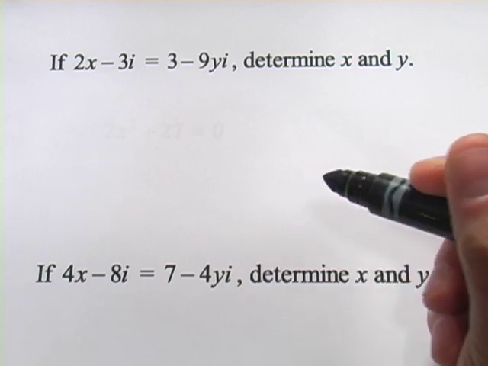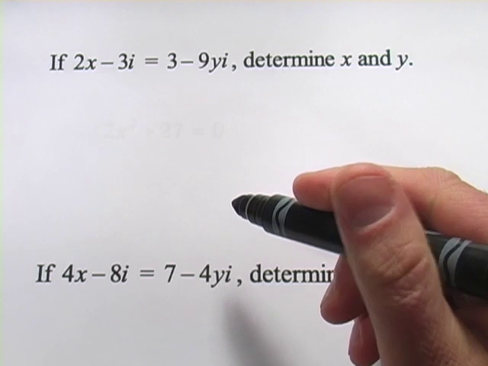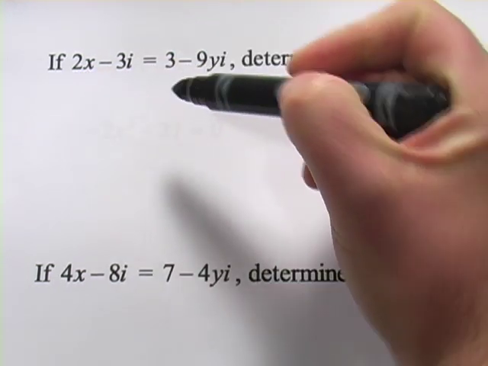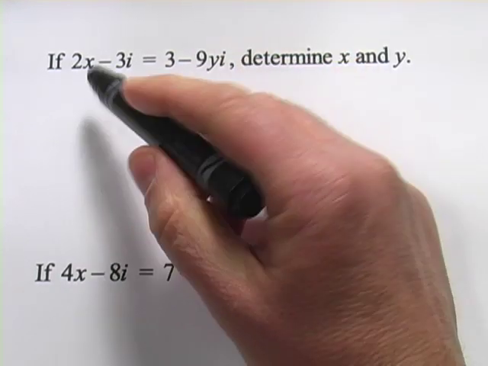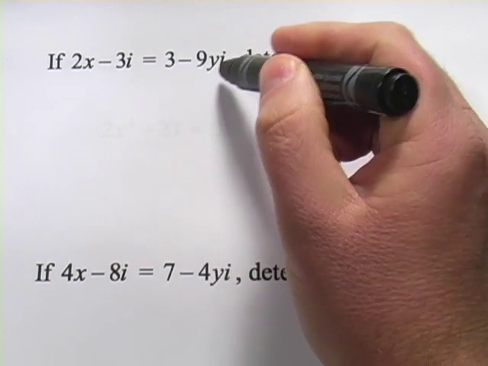In these problems, we are solving equations that involve complex numbers. And remember, complex numbers include imaginary numbers and real numbers. The trick to know here is when you've got a statement like this, 2x minus 3i equals 3 minus 9yi.